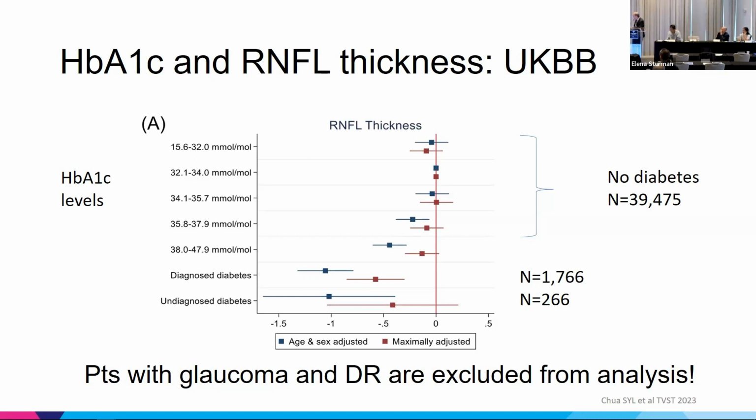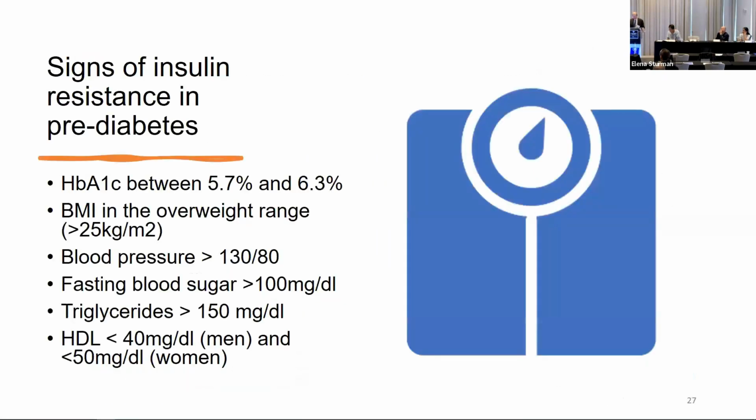And again, diagnosed diabetes was associated with a thinner retinal nerve fiber layer. And so this is among people who don't have glaucoma and don't have diabetic retinopathy. Therefore, this addresses the detection bias and tells us that insulin resistance is something we really need to pay attention to in the pathogenesis of primary open-angle glaucoma.